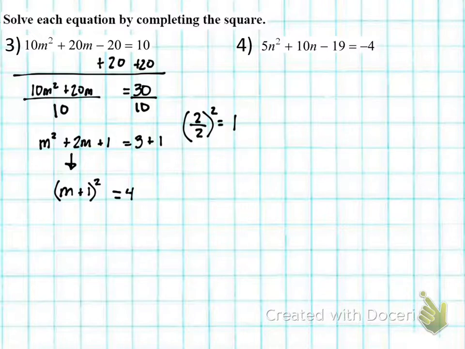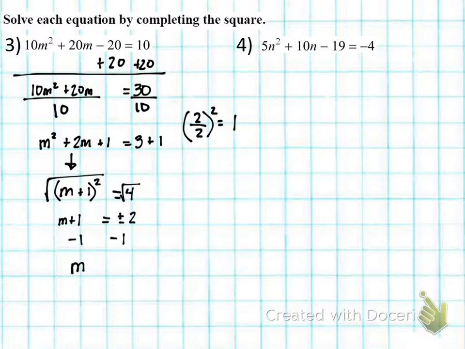Okay? Next step? Simplify. Square root of both sides. So we have m plus 1 is equal to, what's the square root of 4? Positive and negative 2. Okay, next. What would I do to solve now? Last step. We're almost there. How do I get m by itself? Subtract 1 from both sides, okay.